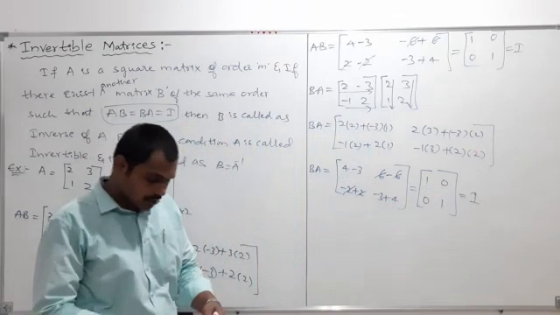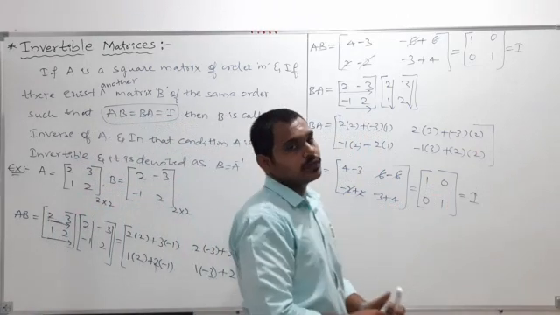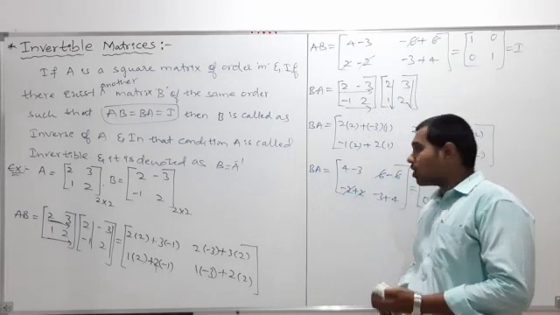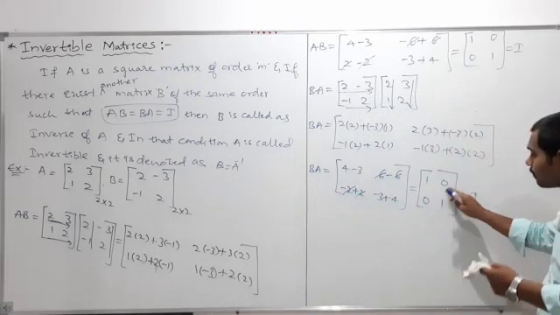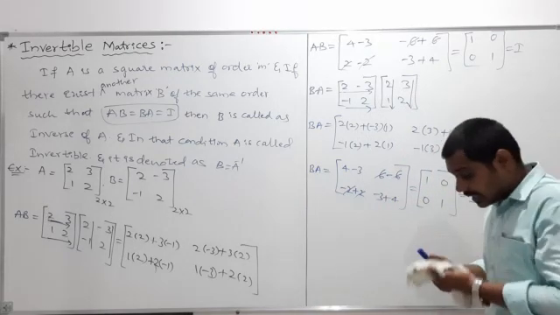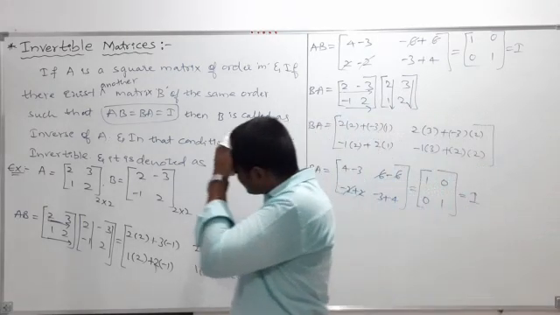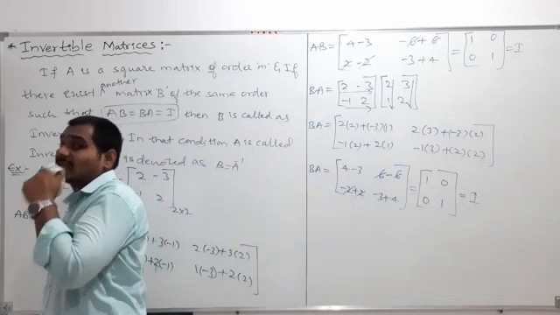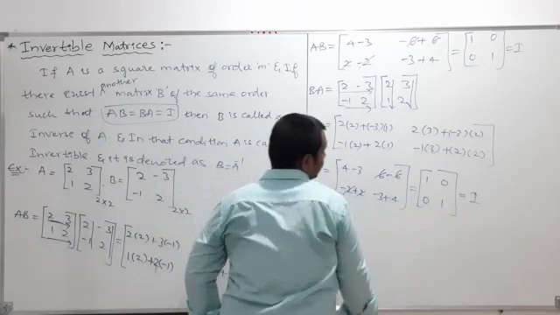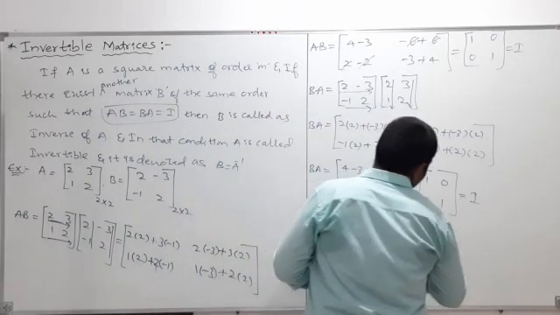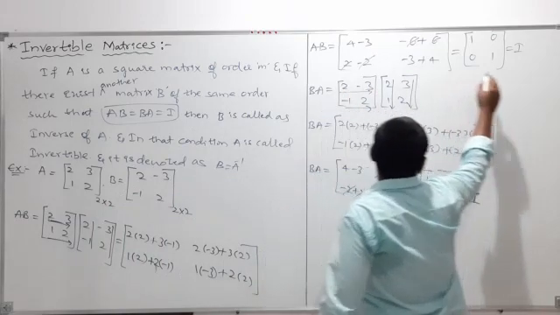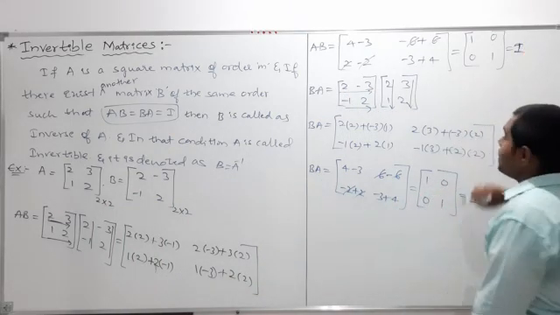Clear? Identity matrix means what? That we discussed in the types of matrices. Identity matrix means all the non-diagonal elements must be 0 and the diagonal elements must be 1. That we call the identity matrix, and it is denoted by the symbol I. So BA is equal to I. My dear students, here BA is equal to the identity matrix, and even AB is equal to the identity matrix.